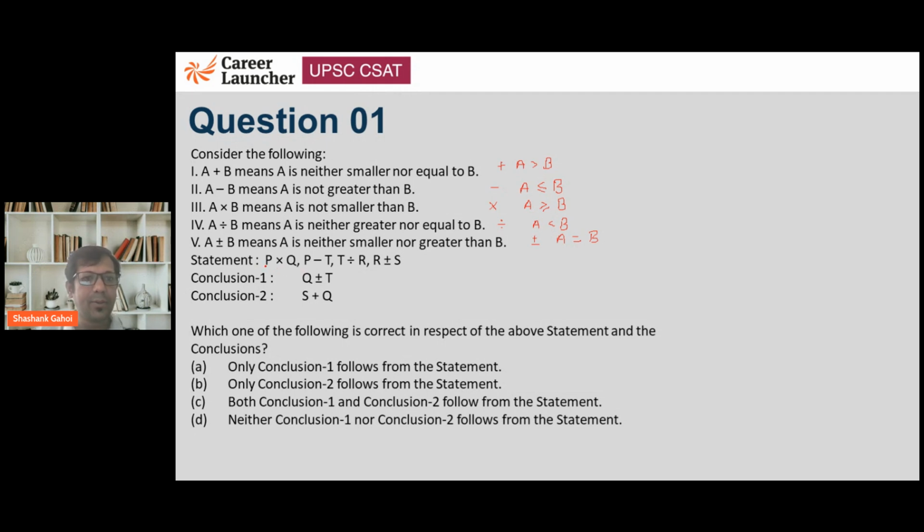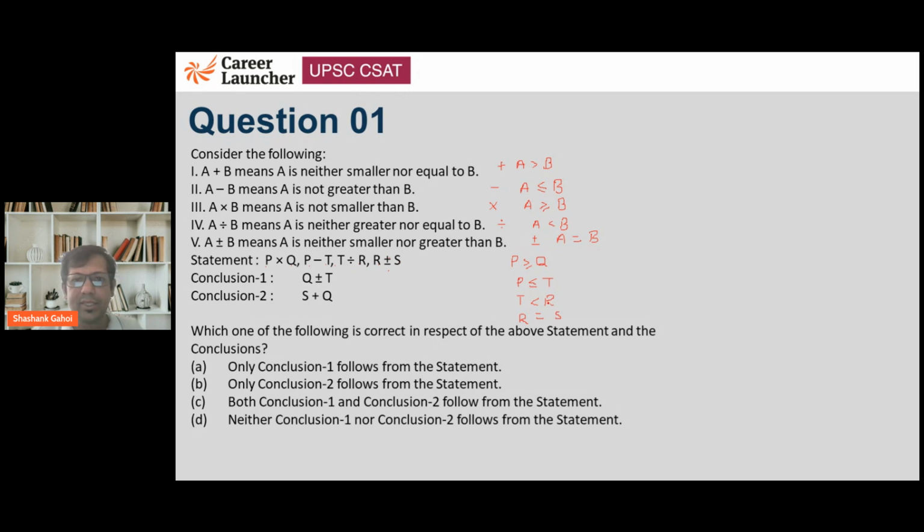The statement given is P into Q. Into means greater than or equal, so P is greater than or equal to Q. The next one is P minus T. Minus means P is smaller than or equal to T. Now T divided by R means division is less, so T is less than R. And R plus minus S means R is equal to S. So this is what is given to us.